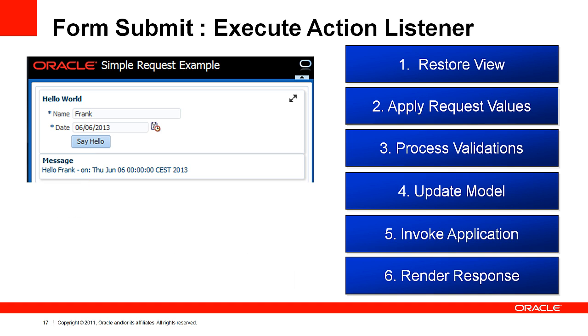Last but not least, the render response phase will be called to make sure that the visual representation of this change is now rendered on the client. So we see that the subsequent request goes through all of the 6 steps in the Java Server Faces lifecycle.